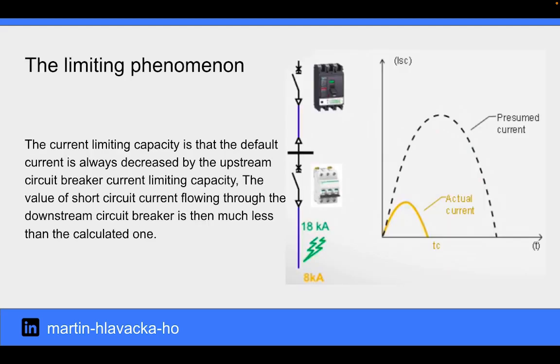How does the limiting phenomenon work? The current limiting capacity means that the fault current is always decreased by the upstream circuit breaker's current limiting capacity. The value of short circuit current flowing through the downstream circuit breaker is then much less than the calculated one. Let's move on to the next slide to dive deeper into this.